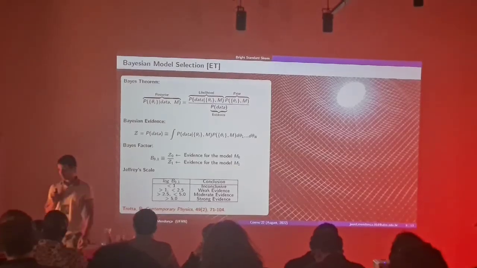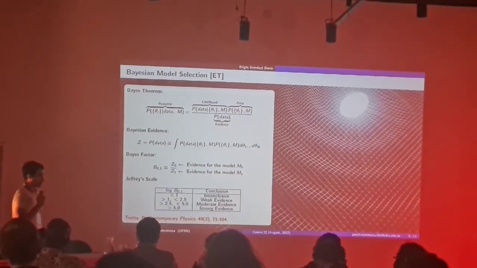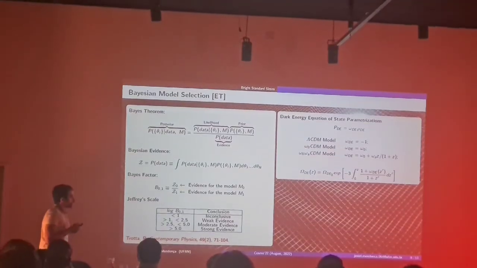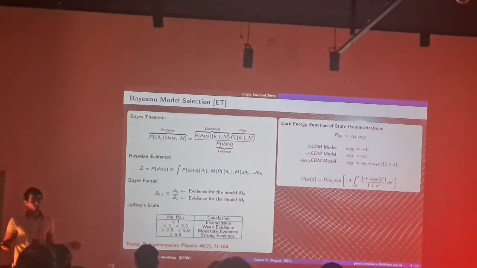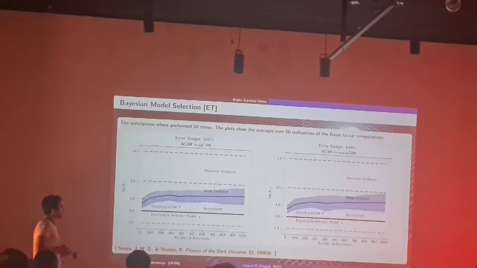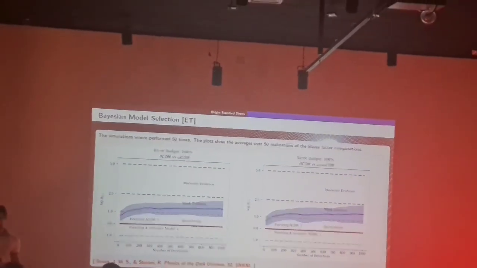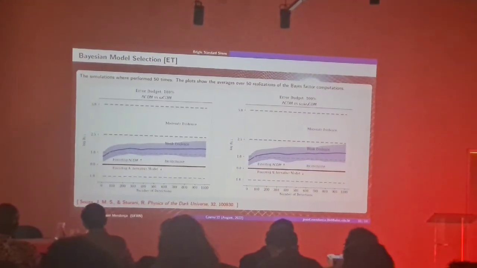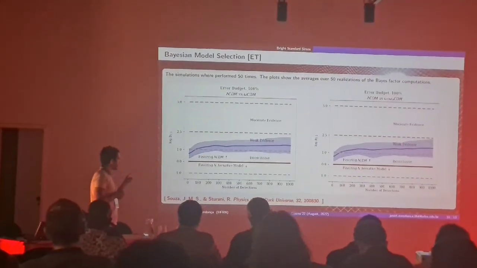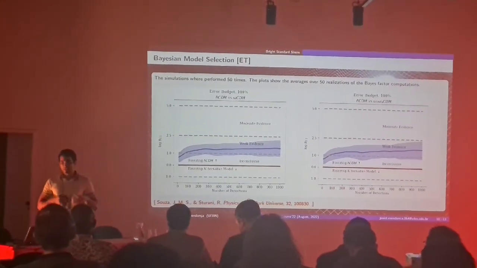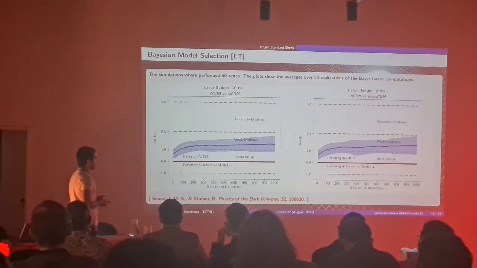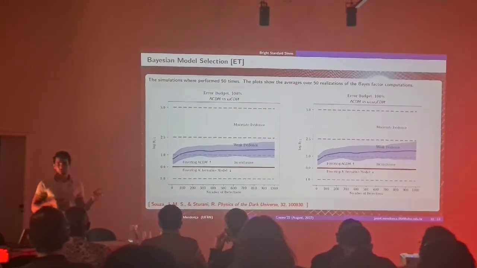Okay, one of the forecasts that we can do is the Bayesian model selection. We can compare a lot of cosmological models and confront them with the data in order to estimate if a model will be more favored with the data or not. So in this work, I simulated my data set of luminosity distance with redshift following a lambda CDM model.